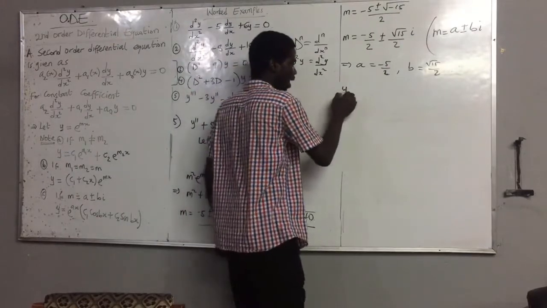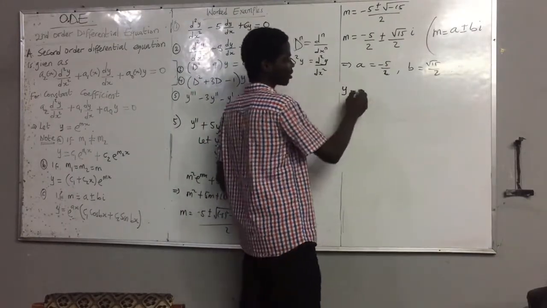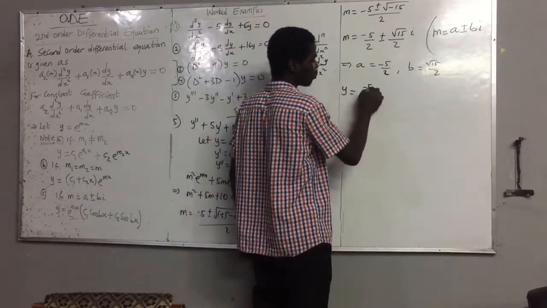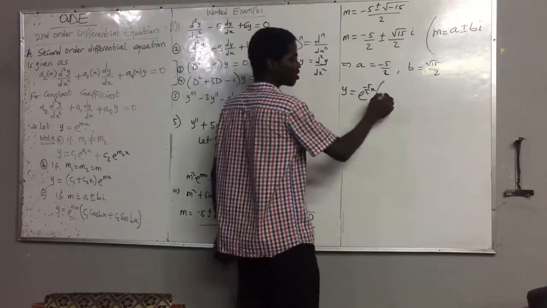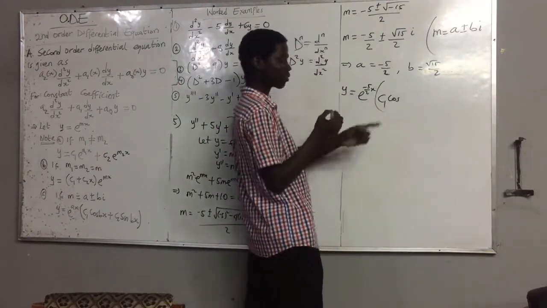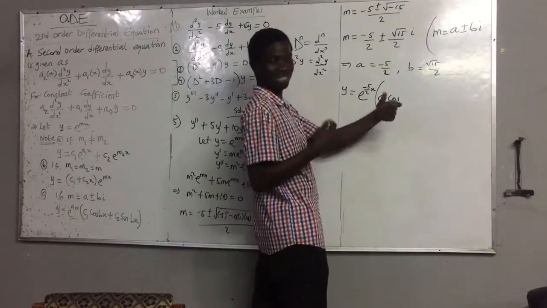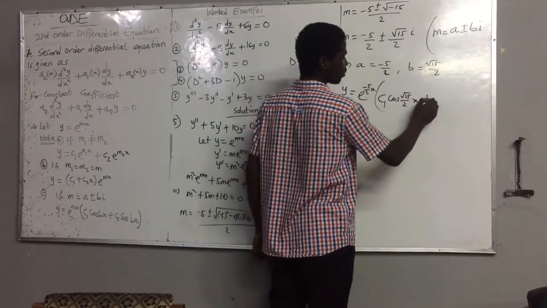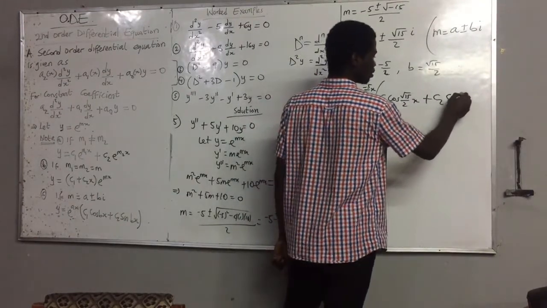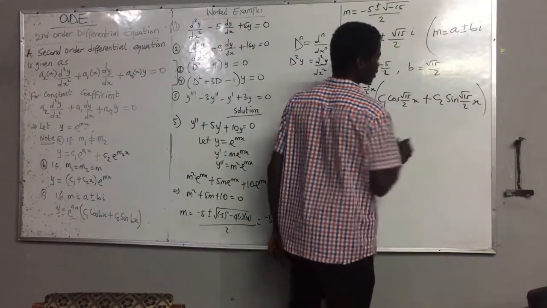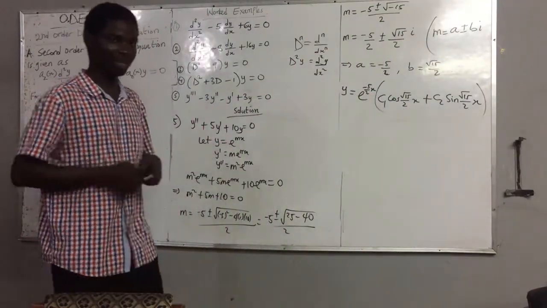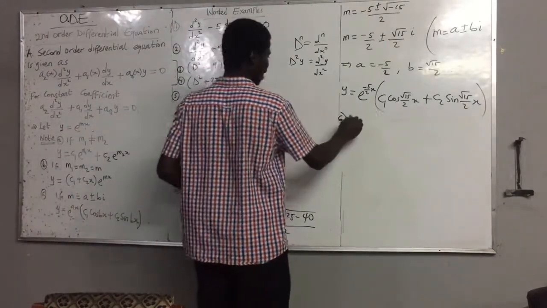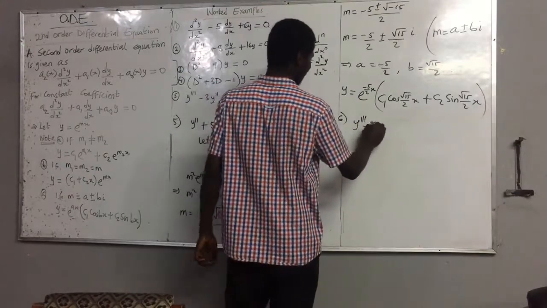So the solution to this equation, whenever you have a complex answer, will be what? y is equal to e raised to power a x, that is e raised to power minus 5 over 2 x. Open a bracket, then c1 cos b x plus c2 sin b x, which is c1 cos root 15 over 2 x plus c2 sin root 15 over 2 x. That's the answer to that question. Do you understand?